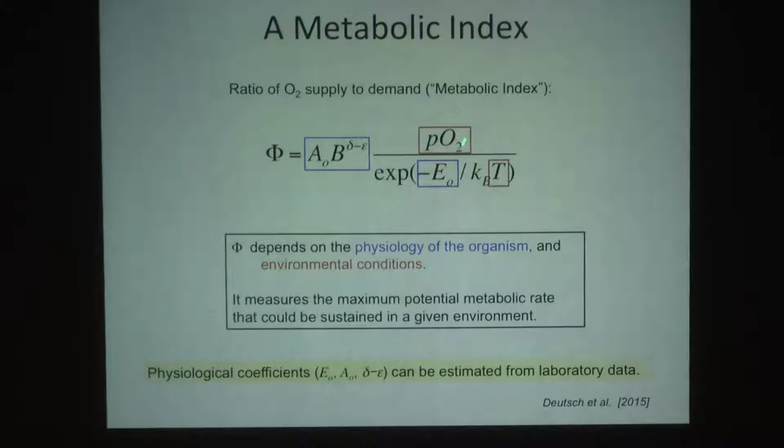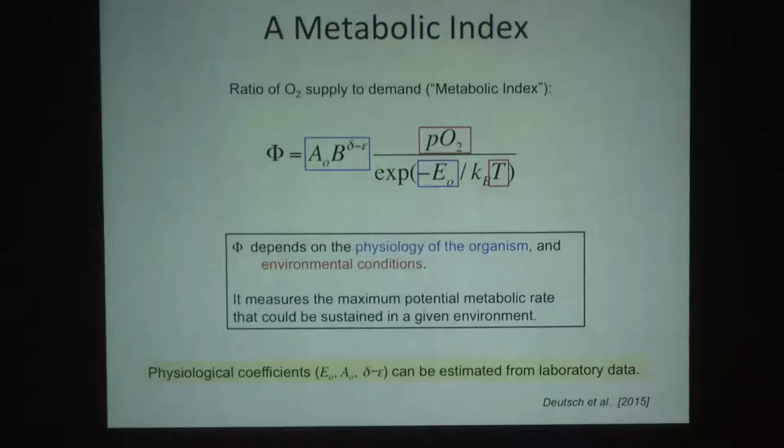And the key thing is that if we could estimate these parameters, which will depend on the species of interest, and we can just simply measure, of course, these properties in the environment, then we ought to be able to, for any given water parcel in the ocean, estimate the ratio of oxygen supply to demand. The problem is, of course, how to get those physiological constants. That's the first problem. But before going into that, I want to point out that one can interpret this quantity as the oxygen supply to demand.